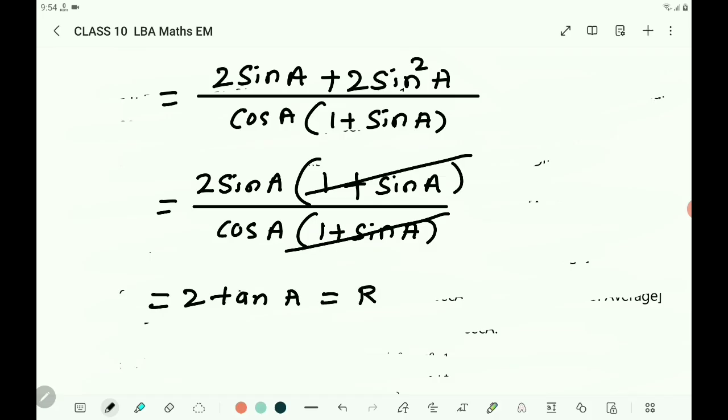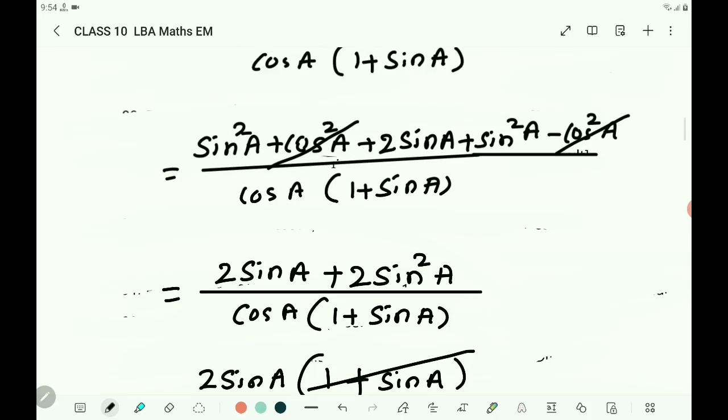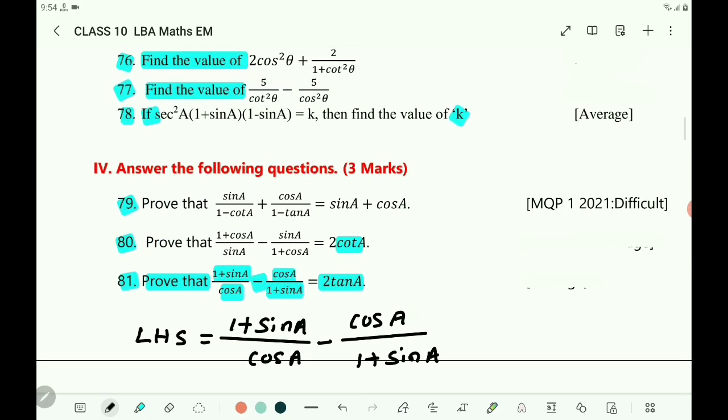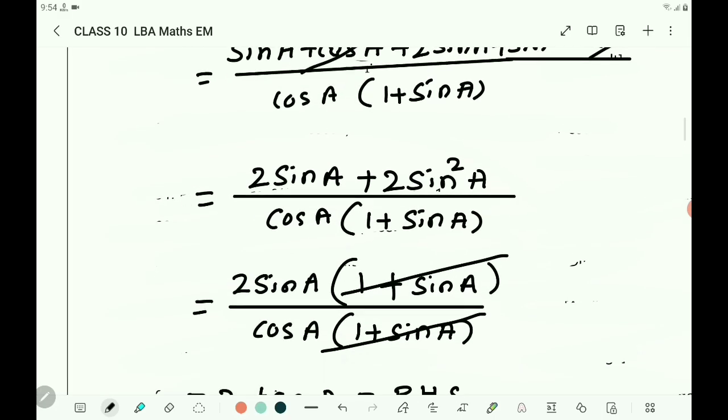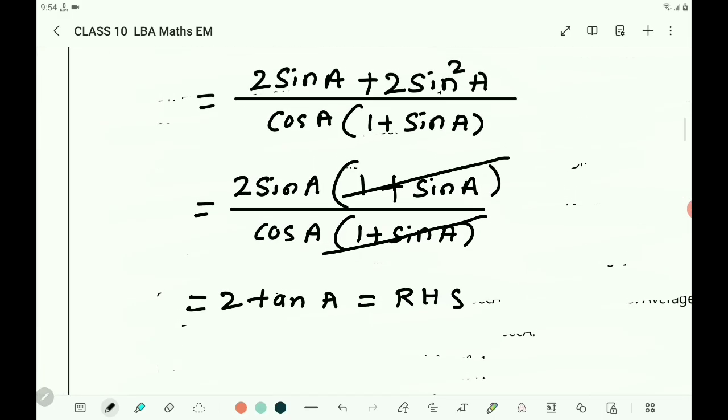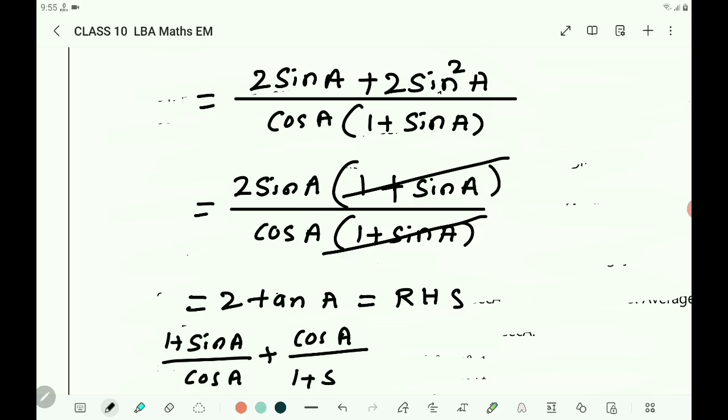Equals RHS. Therefore, you can write 1 plus sin A by cos A plus cos A by 1 plus sin A is equals to 2 tan A. Right? 1 plus sin A by cos A plus cos A by 1 plus sin A is equals to what? 2 tan A.